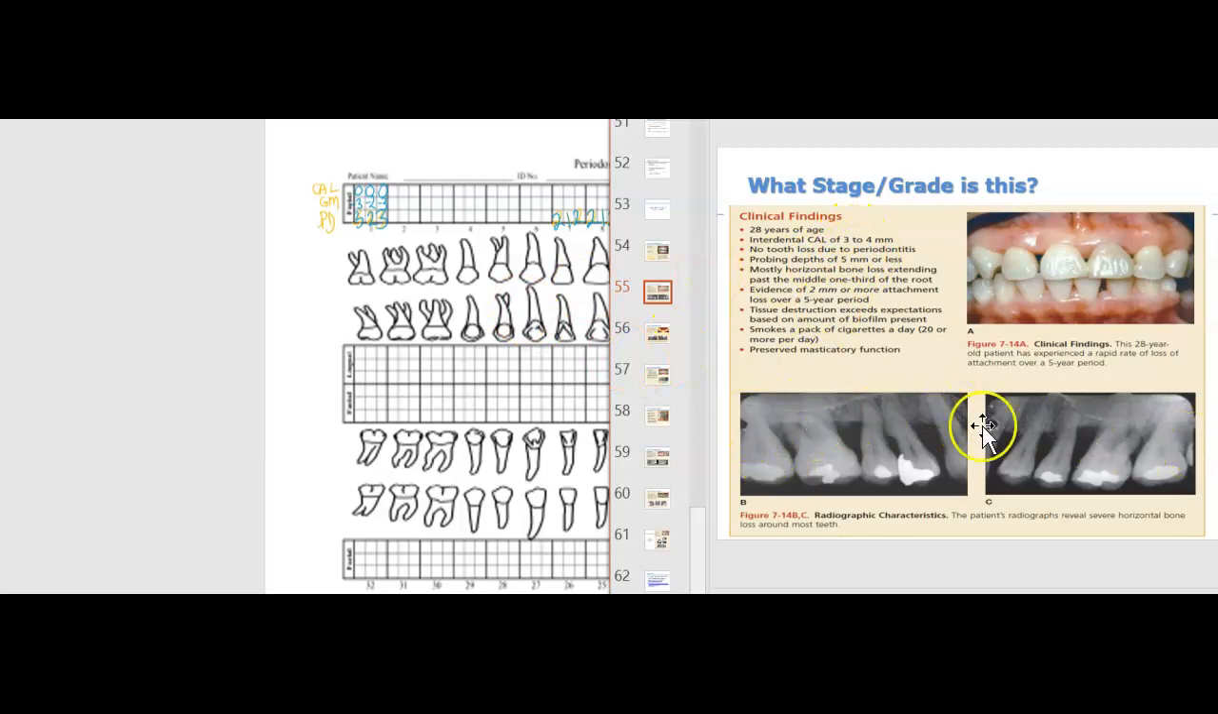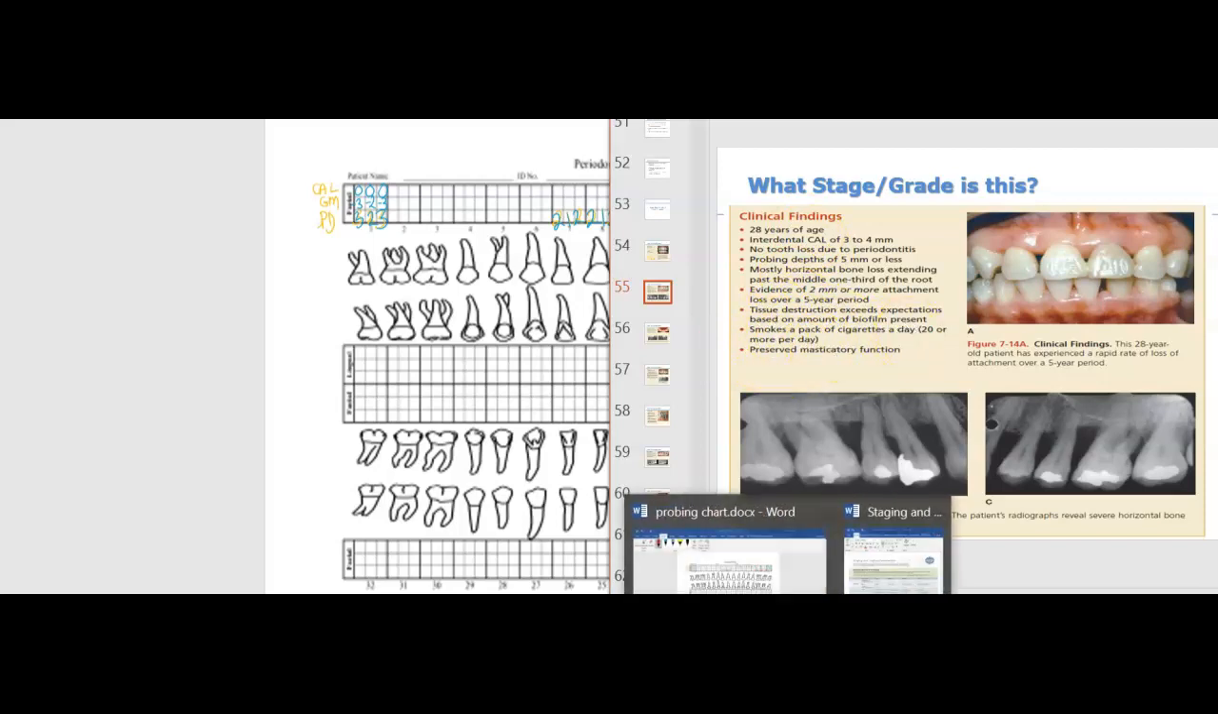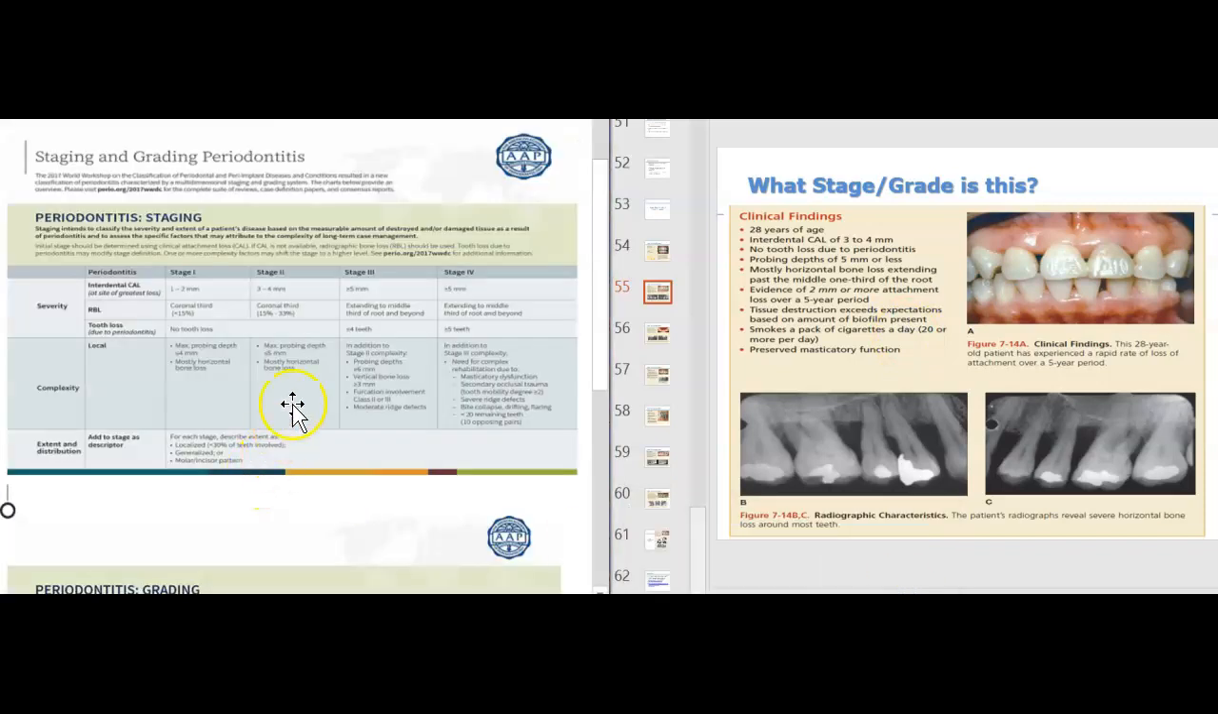Mostly horizontal bone loss, as we see. Okay, this person is smoking a pack of cigarettes a day. Now what we've got to do is figure out what stage and grade they are. To do this, we look at the AAP guidelines that they have for staging and grading.